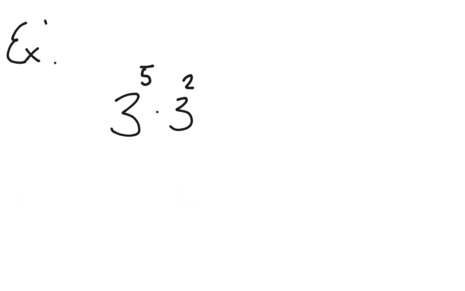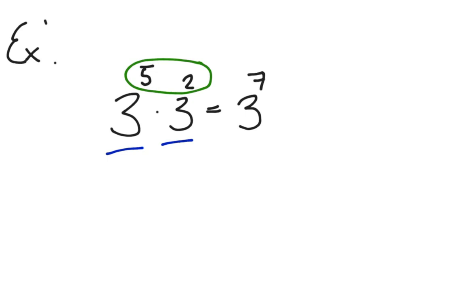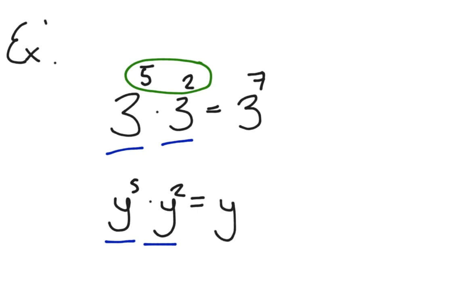Here I have an example, 3 to the 5th times 3 squared. I have the same base, which is 3, which means I'm going to keep that base and just add my exponents or my powers. So that's 5 plus 2 is 7. This also works if my base is a variable. So if I have y to the 5th times y to the 2nd, I have the same base, which is y, which gives me y. 5 plus 2 is still 7.